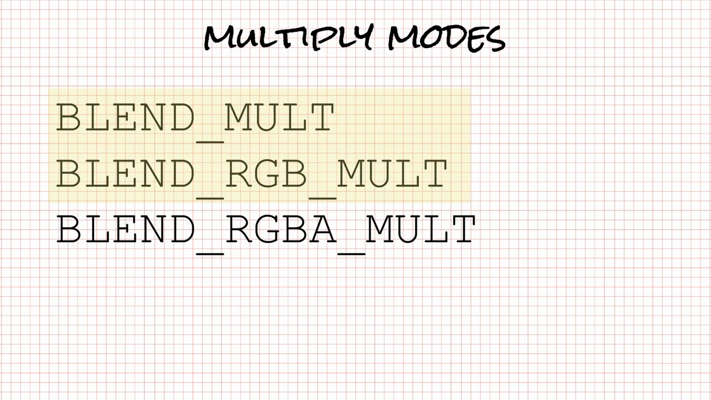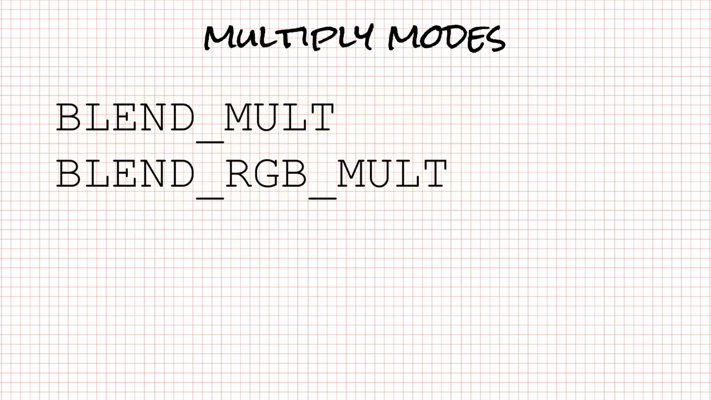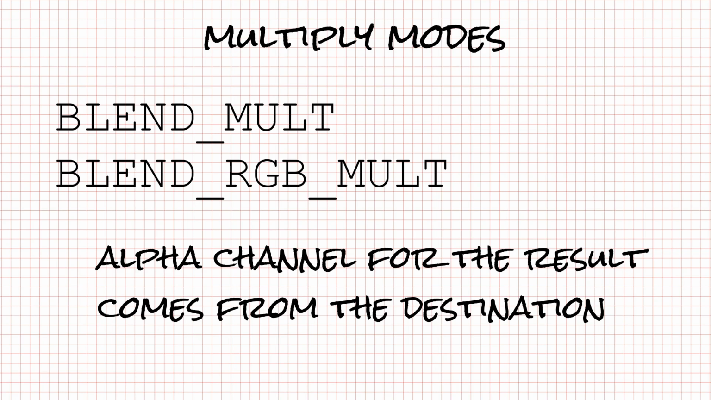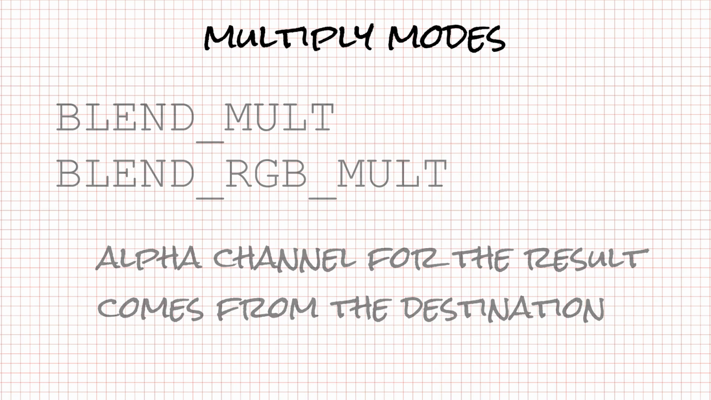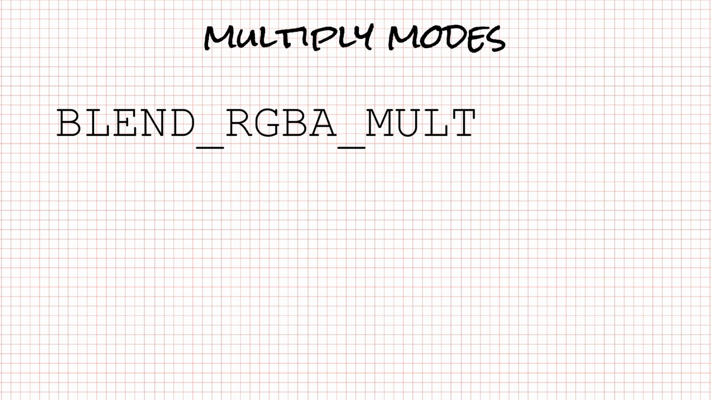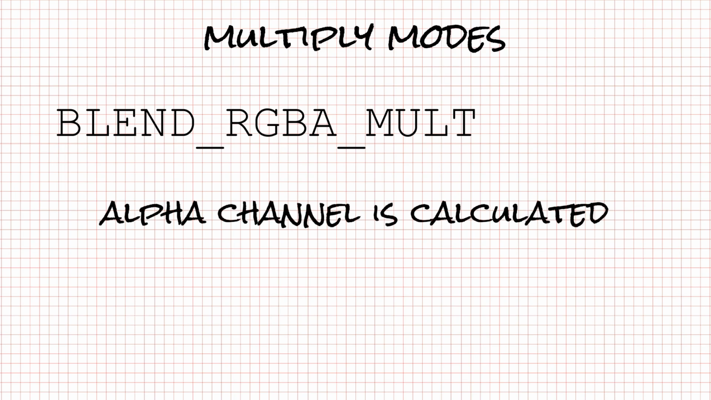As with the other blending modes, blend MULT and blend RGB MULT are the same. In those modes, the alpha channel for the result is the alpha channel from the destination surface. The blend RGBA MULT mode calculates the alpha channel values from the source and destination values.